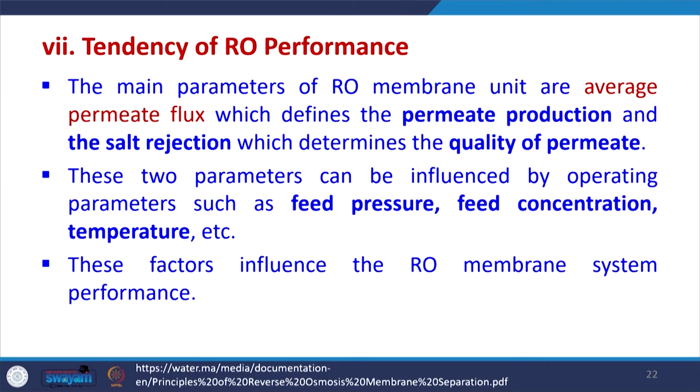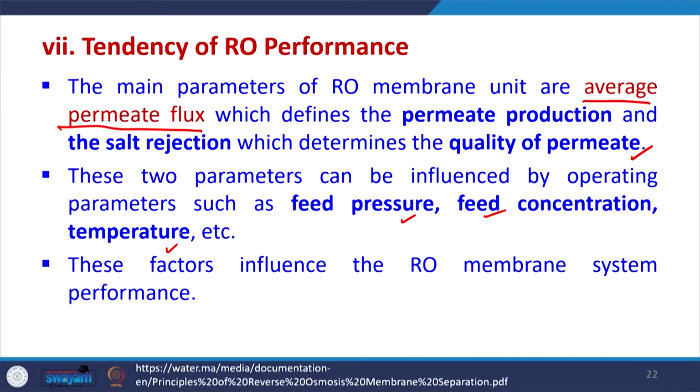Now, we will try to understand the tendency of RO performance. There are many parameters of an RO membrane. The main parameters include the average permeate flux, which we always want to be on the higher side, how much permeate production is taking place, and the salt rejection. If both are there, they determine the quality of permeate and the amount of permeate. We always want the quality of permeate to be best possible with the highest possible rejection, and the quantity of permeate to be higher.